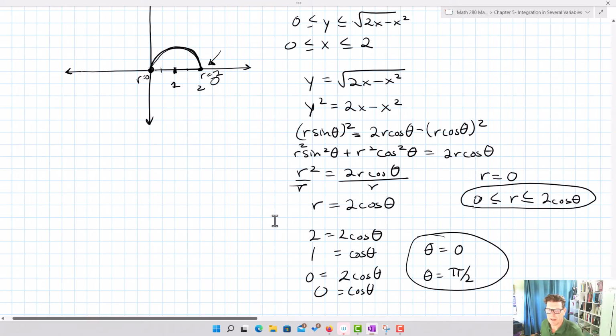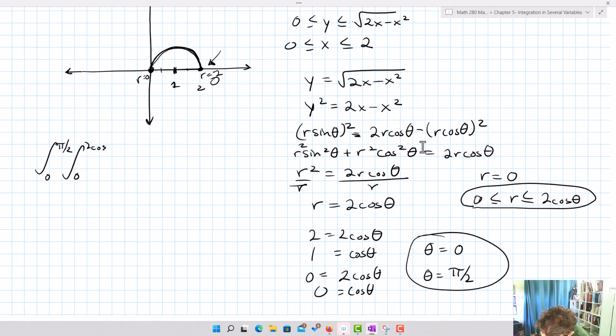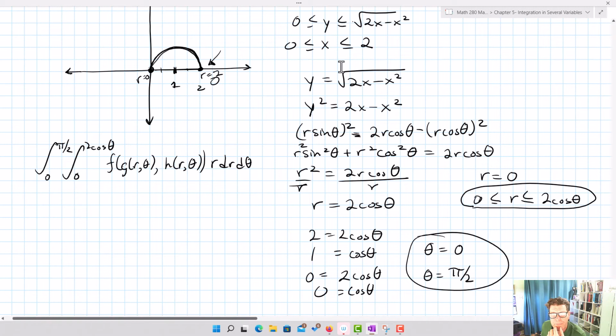So that's great, because that means that now I have the integral from 0 to pi over 2, 0 to 2 cosine theta, and then I've got f of g of uv, or g of, in this case, r theta, and h of r theta. And then I'm going to have r dr d theta. I've already got those things set up. I'm pretty good thus far.